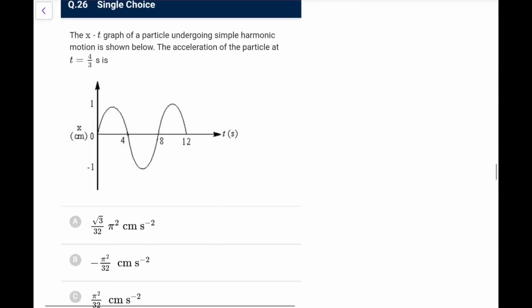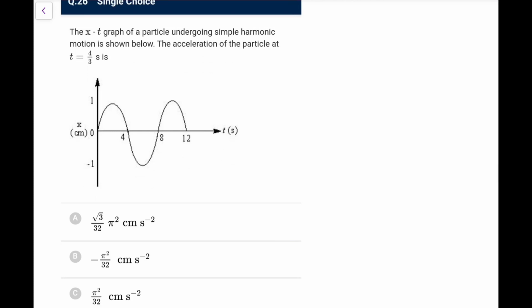Next, the x-t graph of a particle undergoing SHM is shown. The acceleration at 4/3 seconds is? So looking at the curve, you can directly make it out. Time period is 8 seconds. So I can write x is equal to, whatever be the amplitude, let's say 1, into sine omega t. Omega is 2 pi by 8 into t.